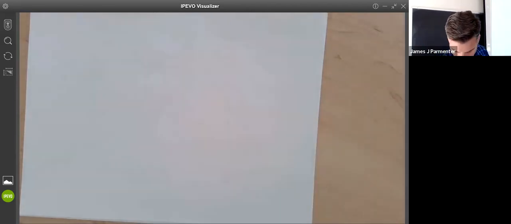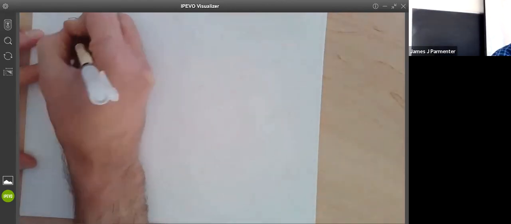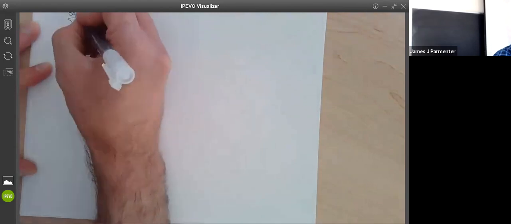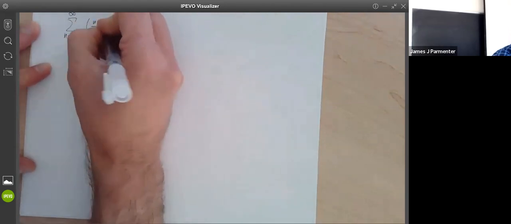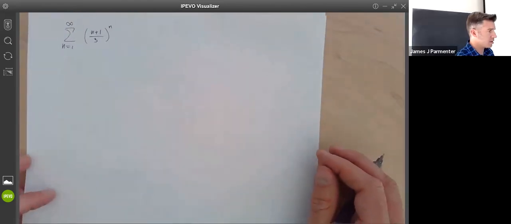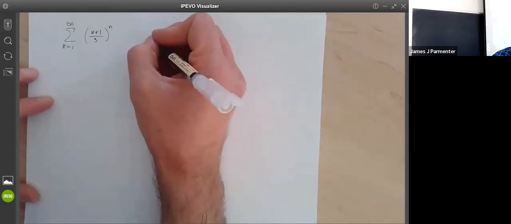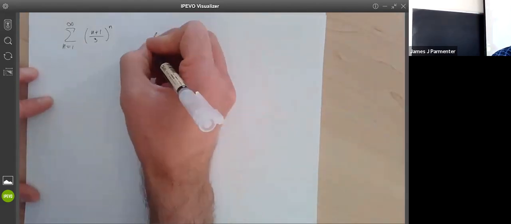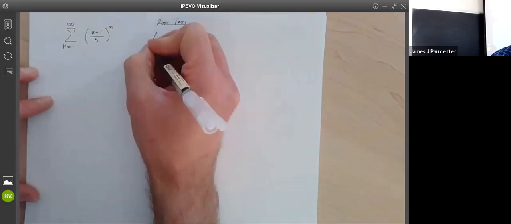So let's look at this example. Look at the sum from n equals 1 to infinity of n plus 1 over 3 to the n. Okay, this seems like obviously a good candidate for the root test. So we're going to take the limit. It is good to mention what test you're using.